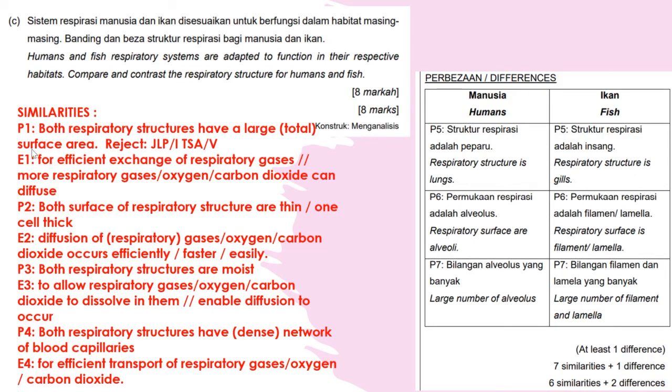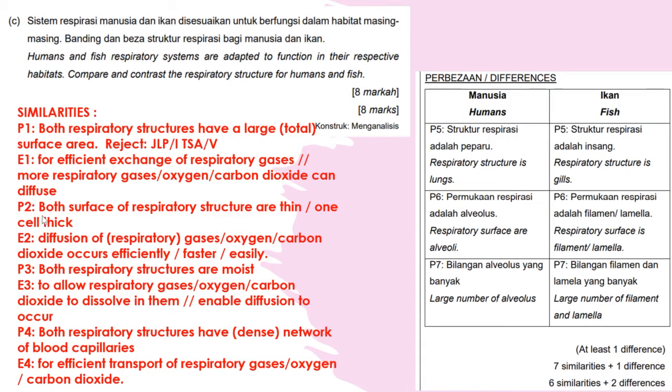Similarities. Point number one: make sure you write both, because this is about the human and fish respiratory systems, two different systems. Both respiratory structures have a large total surface area. Don't write TSA per V, just the total surface area. Then the explanation, why? Both respiratory structures have a large surface area for efficient exchange of respiratory gases.